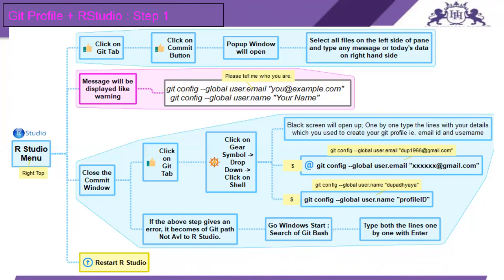When you press the commit button, a message like a warning will be displayed, looking like this: git config global user email. That basically is telling you that as of now I do not know the email and the username under which you are configuring your Git profile. Copy these two lines into your file on the left hand side of the source window and edit this user.email and user.name to your particular IDs.